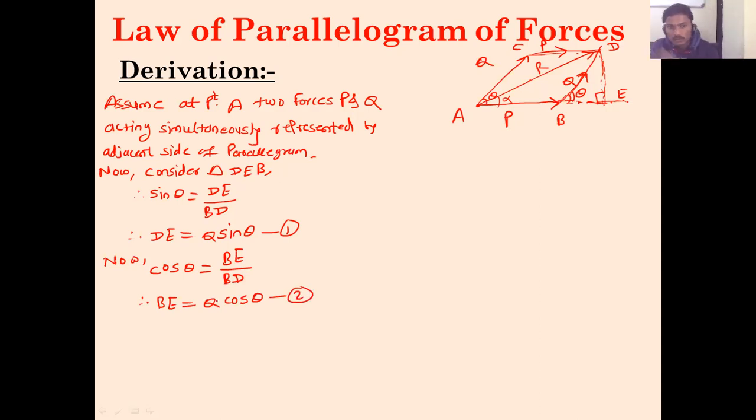What we want to find? What is our aim? We want to find the resultant R. Now, which triangle do we have to consider in which that resultant R will come? That triangle should be a right angle triangle: AED. Very good, AED. In that the resultant R is going to come.